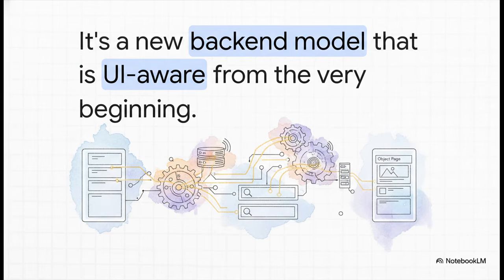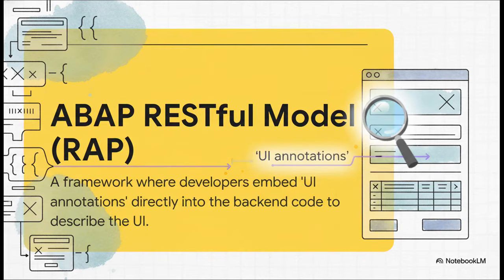The whole idea is to build a backend that already knows, right from the beginning, what the UI is supposed to look like and how it's supposed to act. And that, my friends, is where the ABAP RESTful Programming Model, or RAP, enters the picture. With RAP, you're not just defining your data models and your business logic. You're actually embedding these little instructions called UI annotations right inside your backend code. It's like you're leaving little notes for the front end, telling it how to build itself.